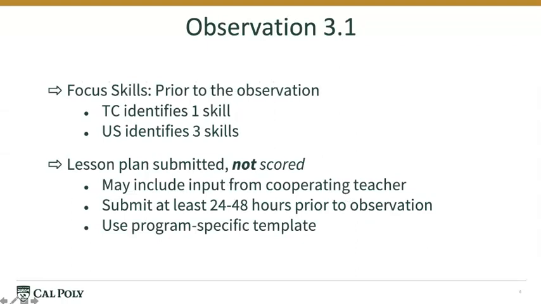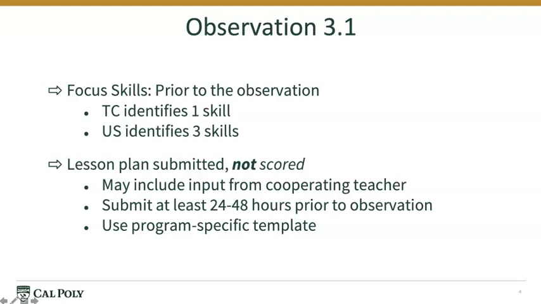The university supervisor will select 3 skills, and the teacher candidate will select 1 skill prior to observation 3.1. For multiple subject teacher candidates, the university supervisor may request the teacher candidate's 2.4 summative evaluation in order to select the skills for this first observation. A lesson plan will be due prior to observation 3.1. The teacher candidate may develop the lesson plan with input from the cooperating teacher.